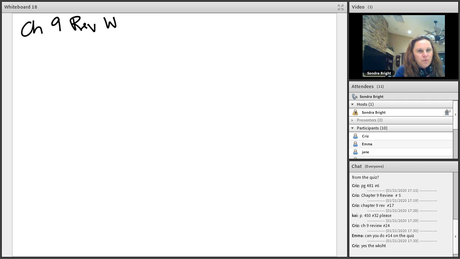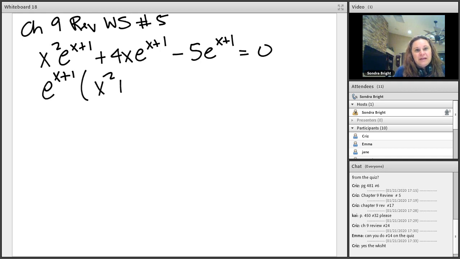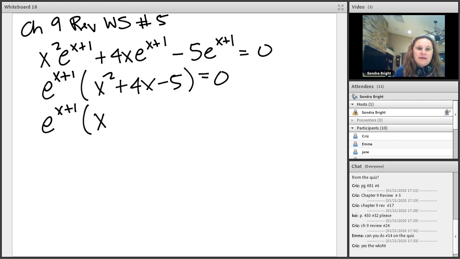So this is the review worksheet number 5, which is x squared times e to the x plus 1 plus 4x e to the x plus 1 and a minus 5 e to the x plus 1. So I notice that there's an e to the x plus 1 in common to everything, so I'll factor that out. And I would be left with x squared plus 4x minus 5. And then that should factor also. We have x plus 5 and x minus 1.